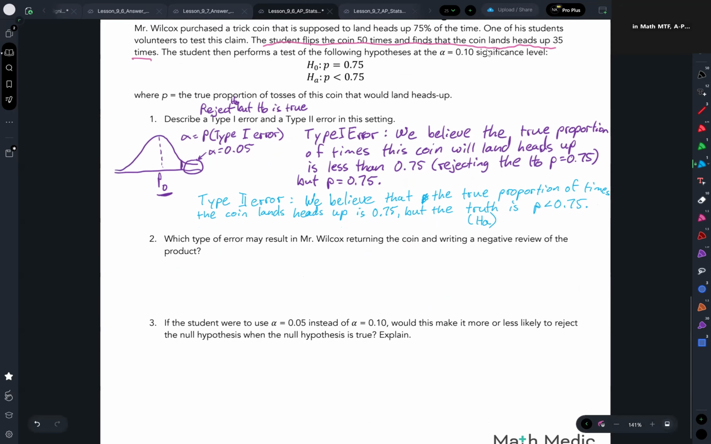All right. So which type of error may result in Mr. Wilcox returning the coin and writing a negative review? Well, if he believes that the true proportion the coin lands heads up is 0.75, he's not going to return the coin, right? So that's not a type 2 error. This would be a type 1 error.